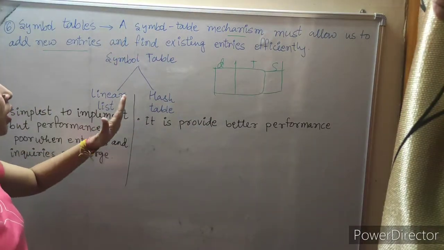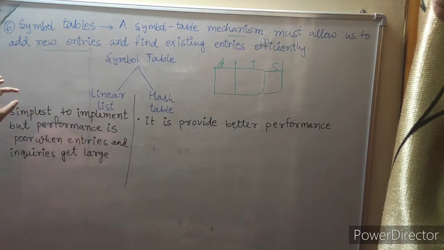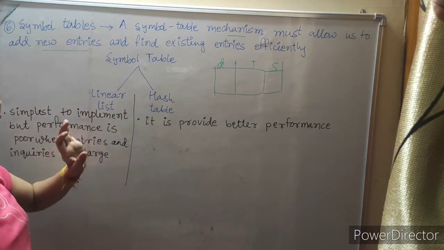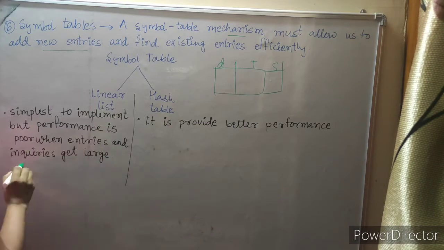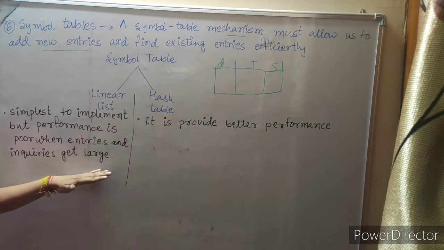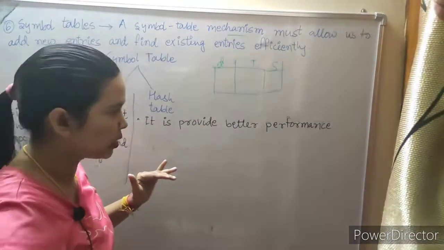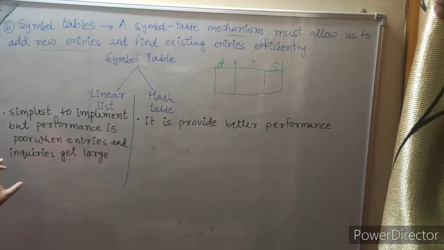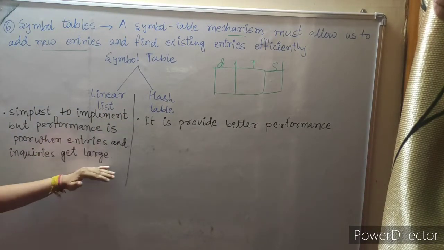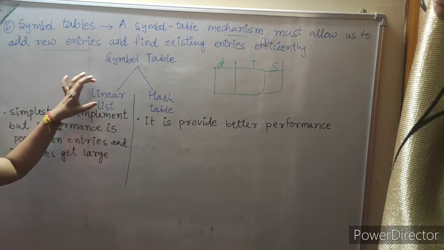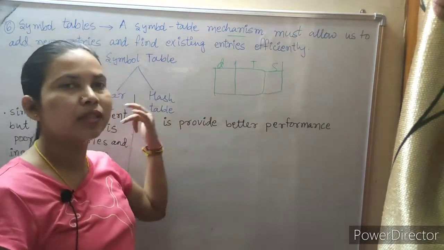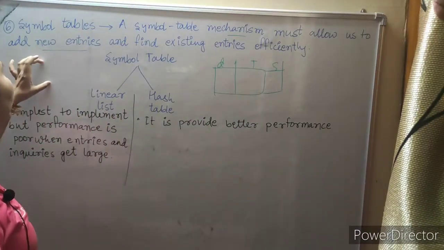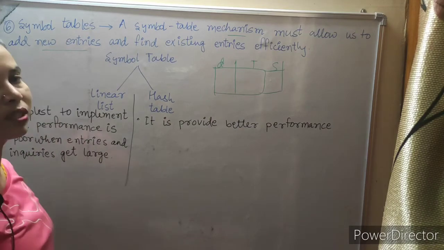The symbol table has two types, linear list and hash table. Linear list is the simplest to implement, but performance is poor. How? When entries and inquiries get large. That means when the table size is big, whenever entries and inquiries are large, at that time performance is poor. So at that time we require the hash table. The hash table provides better performance than linear list. So this is the easiest method for the symbol table.